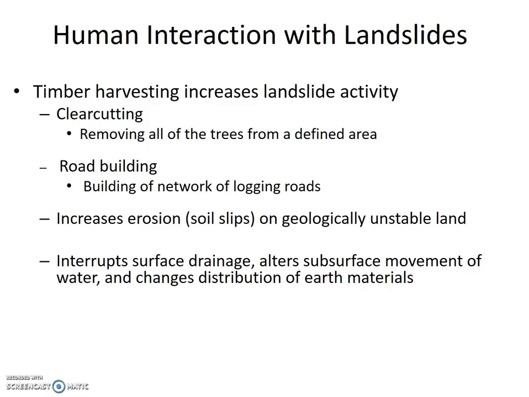Timber harvesting can also increase landslide activity through clear cutting, i.e., removing all of the trees from a defined area, potentially removing anchoring vegetation, and through road building, i.e., building of a network of logging roads, often cutting into the toes of slopes. This increases erosion, i.e. soil slips, on geologically unstable land, and also interrupts surface drainage, alters subsurface movement of water, and changes distribution of earth materials. Environmental unity. Change causes change, and that change on a mountain slope often involves moving some mass around.